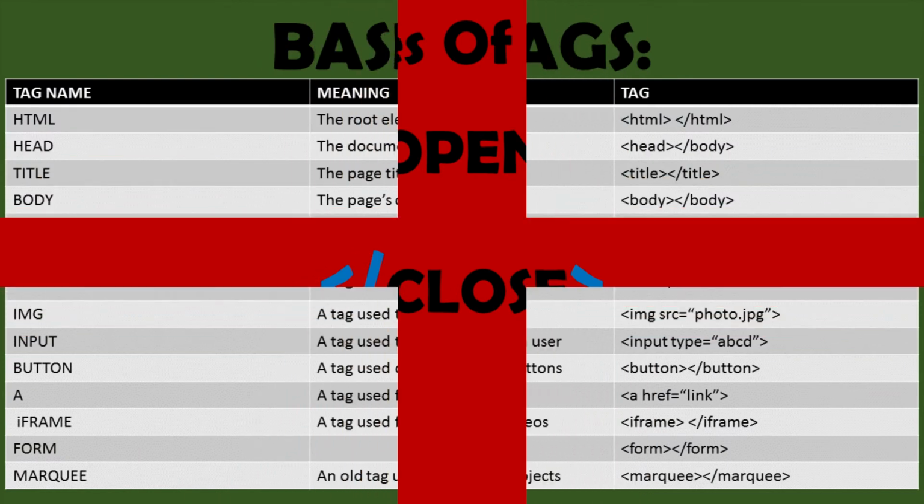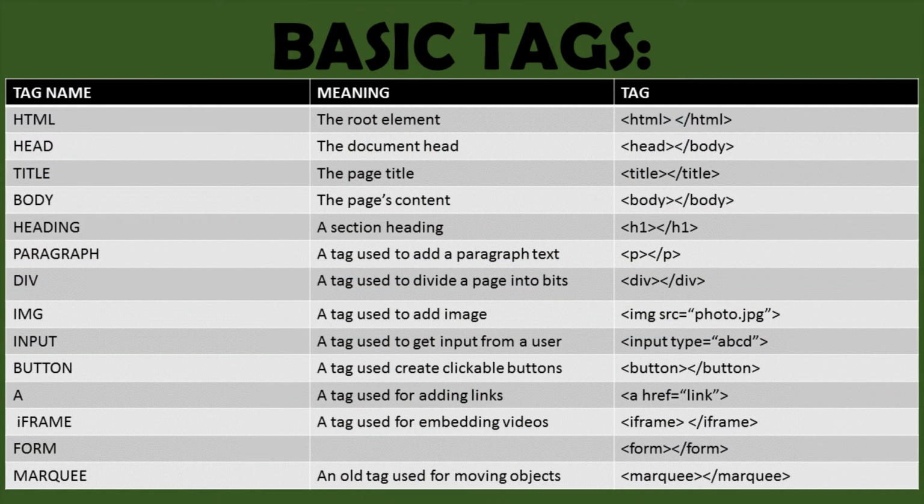So let's see the other tags. These are the basic tags. One, HTML, the root element, which is this symbol. Head, the document head. Title, the page title. Body, the page's content. Heading, a section heading. Paragraph, a tag used to add paragraph text. Div, a tag used to divide a page into bits.